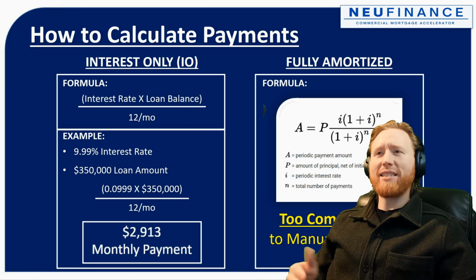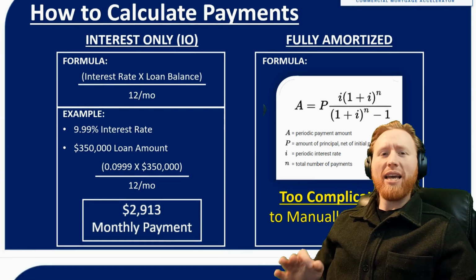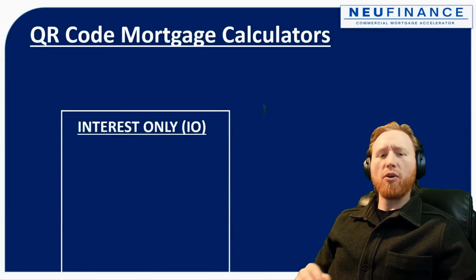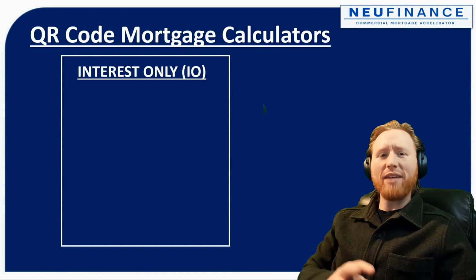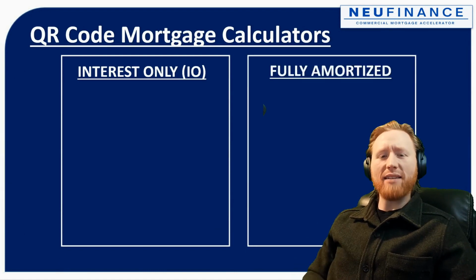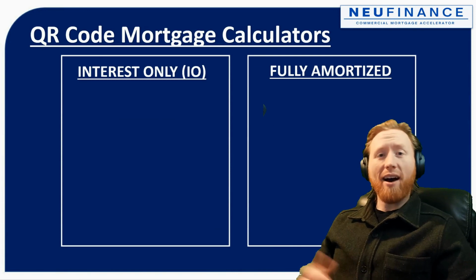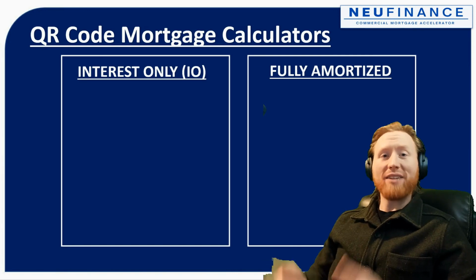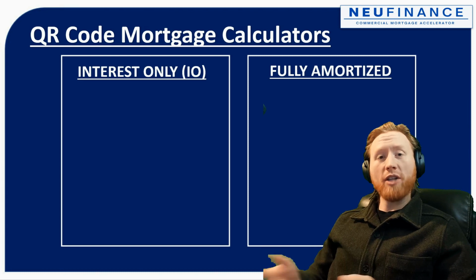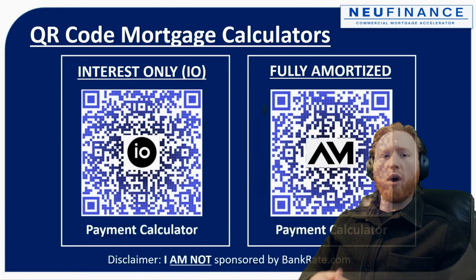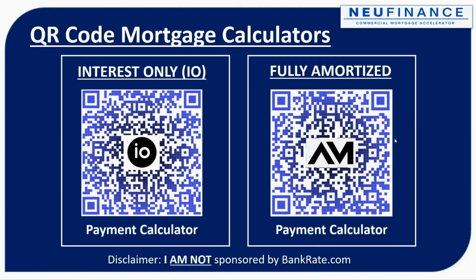And actually, what I've done to make things a little bit easier for you is I've gone ahead and created a couple QR codes to calculate both interest only and fully amortized. There's a website called bankrate.com, and that's where a majority of people actually go when they want to calculate the mortgage payment. So if you want to just scan the QR code, this will send you straight to Bankrate. And just so you know, I'm not getting paid by Bankrate. They're just the best calculator on the market.